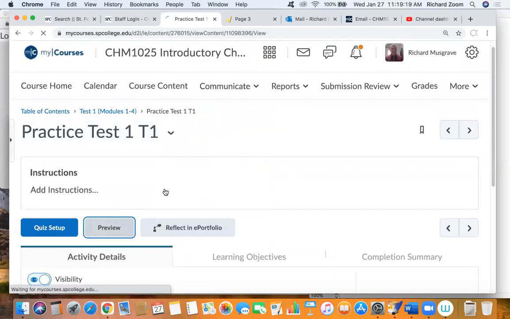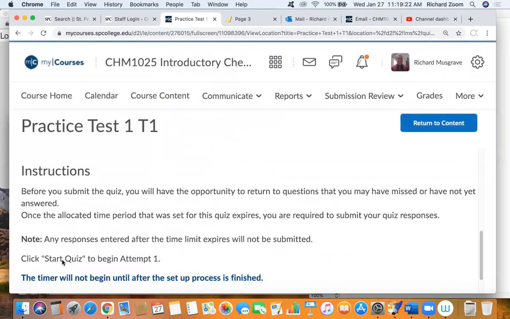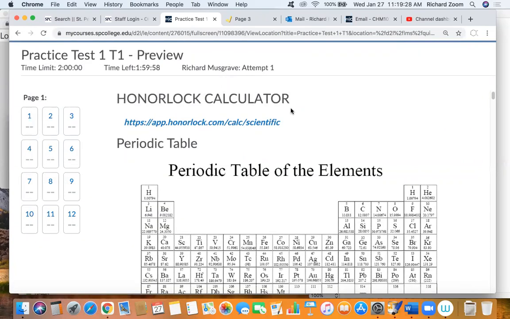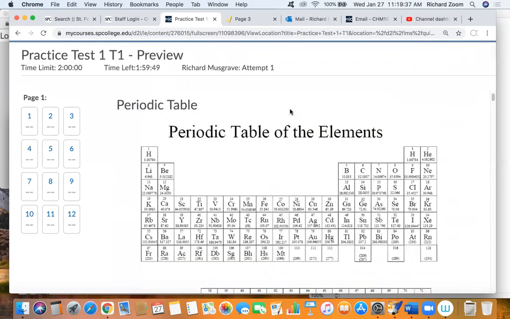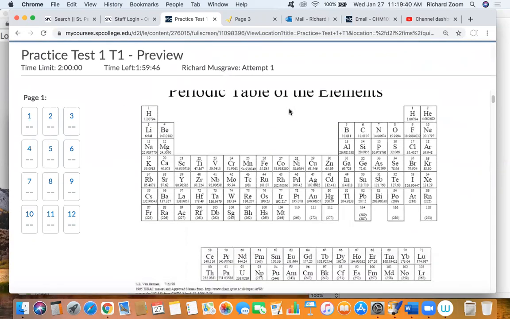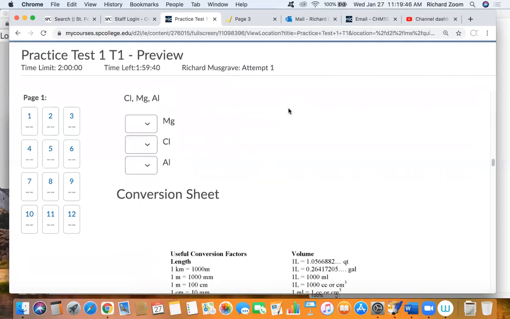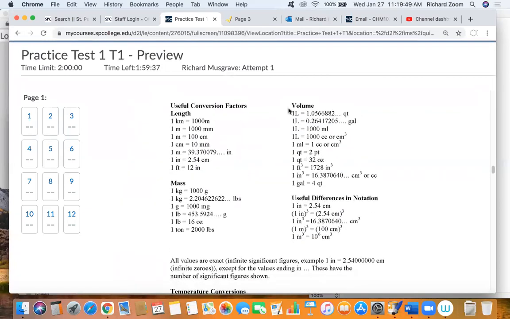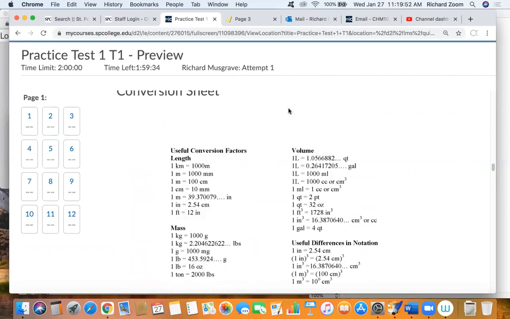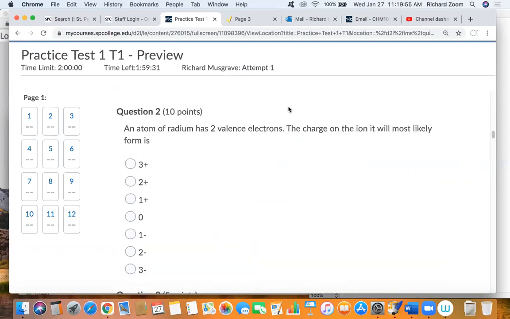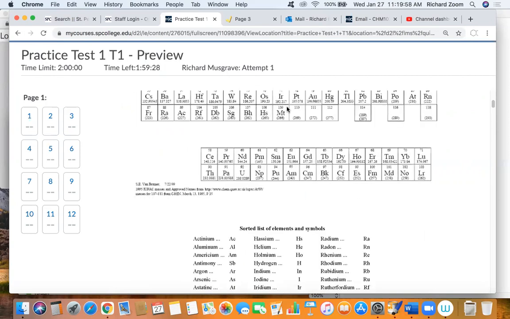Let's go ahead and open up the practice test. What you'll see in the practice test is exactly what you'll see in the real test that you take. The real test will just be the practice test. It's the same test. There's no difference between the two, and you'll have access to the same materials in the real test as you do the practice test. You'll have a periodic table. You'll have a list of elements and symbols. You'll have a conversion sheet as well. This will all be in the real test that you take as well. Is that okay, Christian? So it's filtered in the questions there? It is, yes.